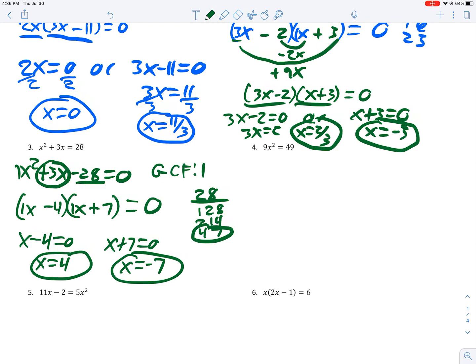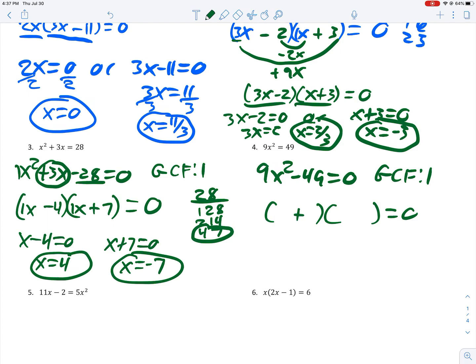Okay, so now if you look at 4, similar to 3, it's not equal to 0. So I'm going to set it equal to 0. I'm going to subtract 49. Now it's equal to 0. Now, you might think there's a GCF of 9, but it's not. You might think there's a GCF of 3, but there's not. Right? The GCF is 1, but it is a difference of perfect squares. So this is going to factor into two binomials, plus or minus.